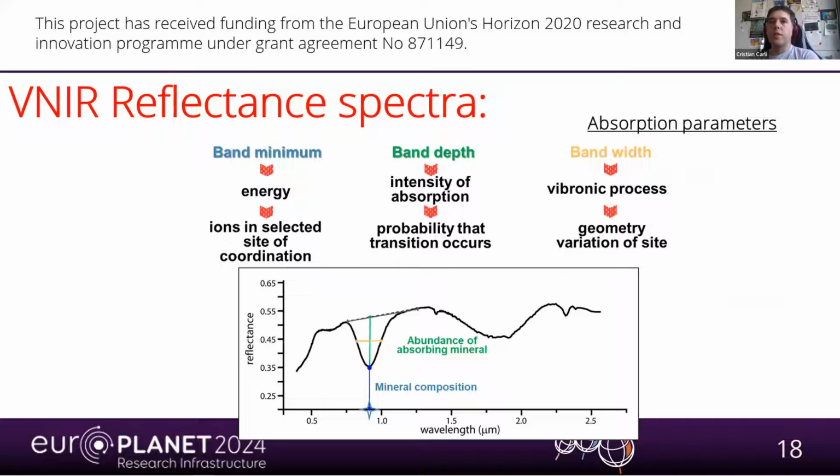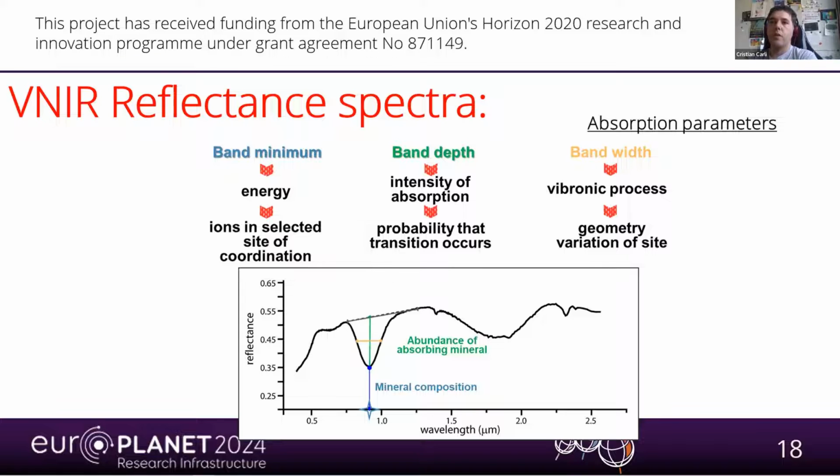Generally, to study this material we consider, as said at the beginning, the fingerprints that are generally called absorptions. Each absorption permits us to have specific information, and this information can be summarized by considering the band position, in particular the band minimum or band center after removal of the continuum of the spectra. It is related to the energy, and so it is information related to the ions present in a specific coordination site.